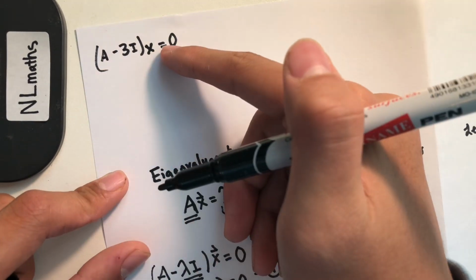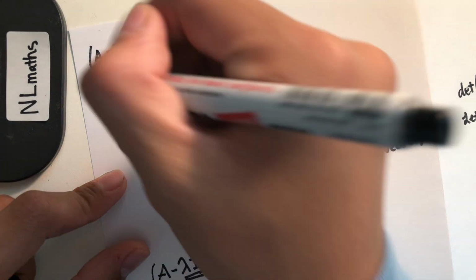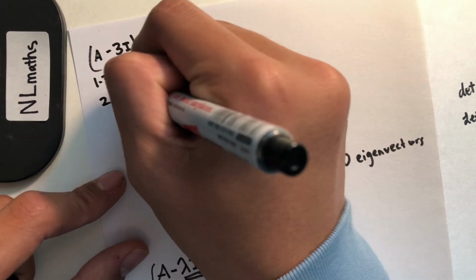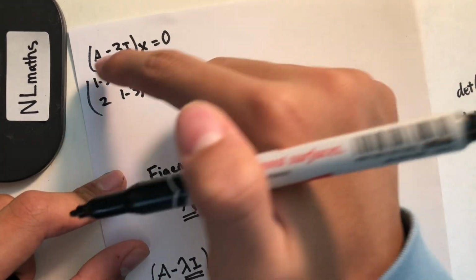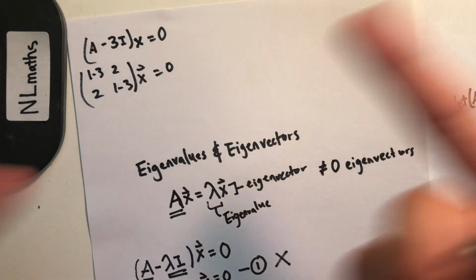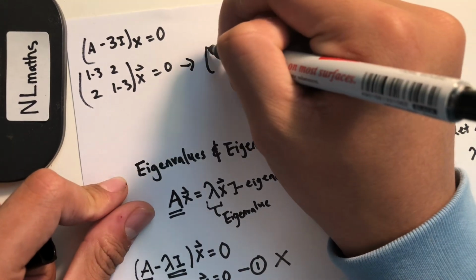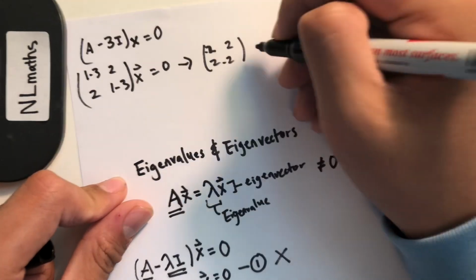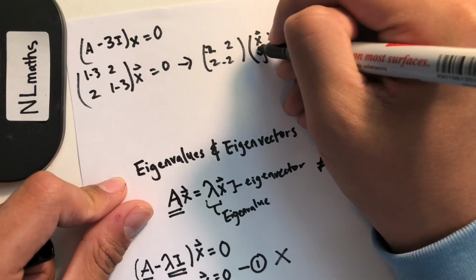And after this, 3I is going to be 3, 0, 3, 0. A is 1, 2, 2, 1. So this is going to be 1 minus 3, 2, 2, and 1 minus 3, multiplied by x equals 0. Now, I'm so sorry for being inconsistent with my vectors and all of that. But what I want you to think of x as is, so this is going to be negative 2, 2, 2, negative 2. And this is going to be x and y. So there are two components to it, x and y.